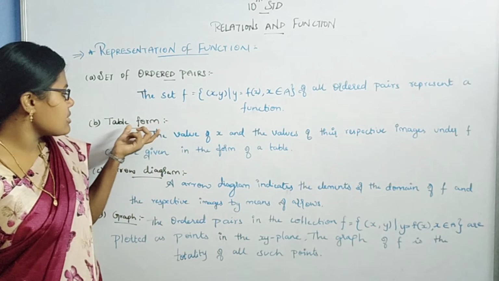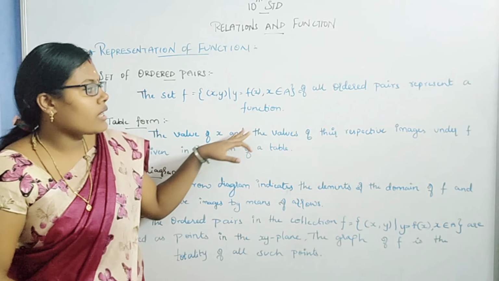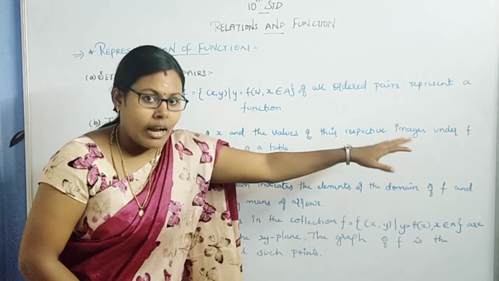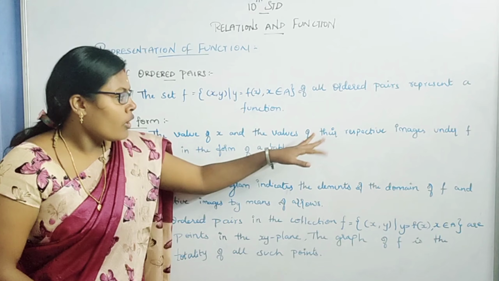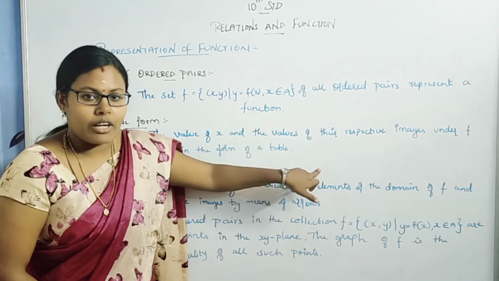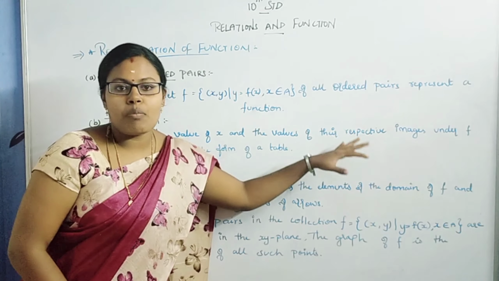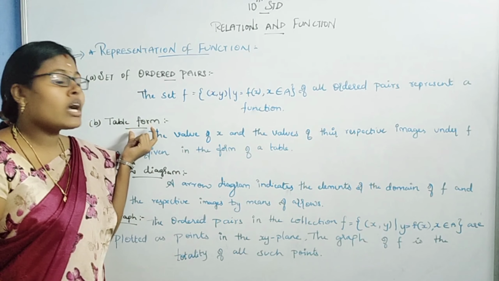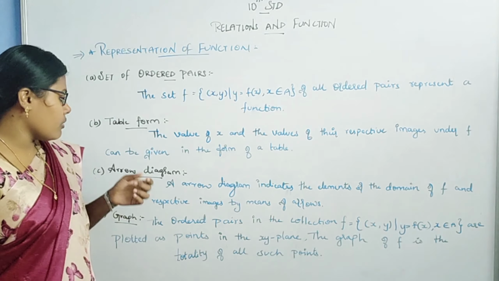Okay. So next is the table form. So table form is the value of x and the value of their respective images under f can be given in the form of table. So x and the function's value, both are given in the table format. So when it is written in the table format, it is said to be table form. Okay. For this also I'll give you an example.